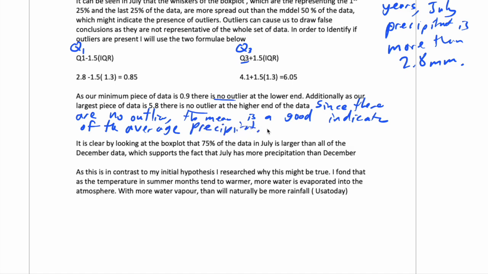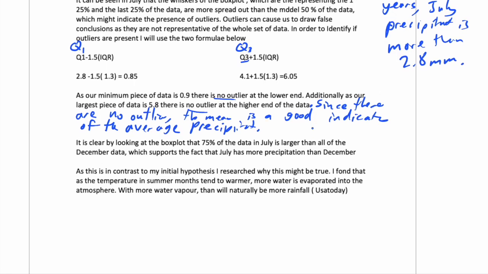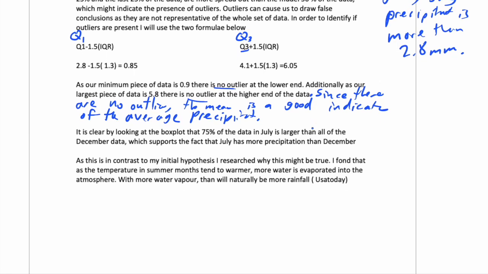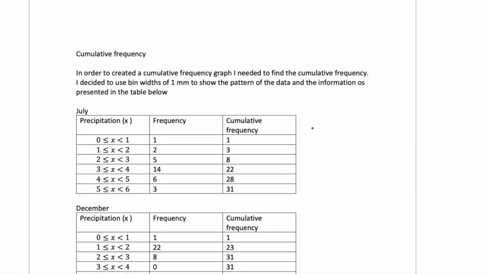Okay, but if there are outliers, then the median might be better than the mean. So you can discuss, even if there's no outliers, you can discuss this, what I've written in blue. If there are outliers, you can talk about how the median might be better than the mean. Okay? Also, the outliers really heavily affect the standard deviation, so you can discuss that as well. Okay. All right, let's look at the cumulative frequency curves.